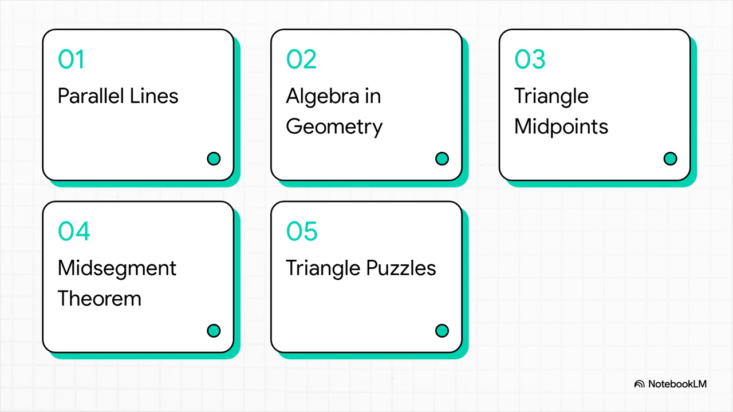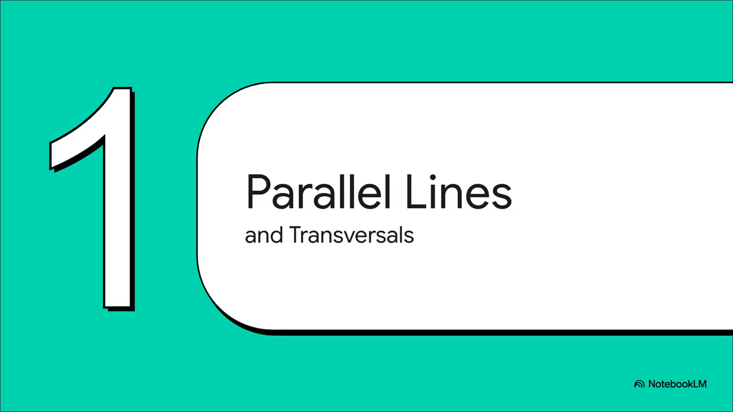First, we'll look at parallel lines and transversals. Then, adding some algebra to geometry. Third, rays and triangle midpoints. Fourth, the triangle midsegment theorem. And finally, we'll put it all together by solving some complex triangle puzzles. Let's jump in. Section 1.